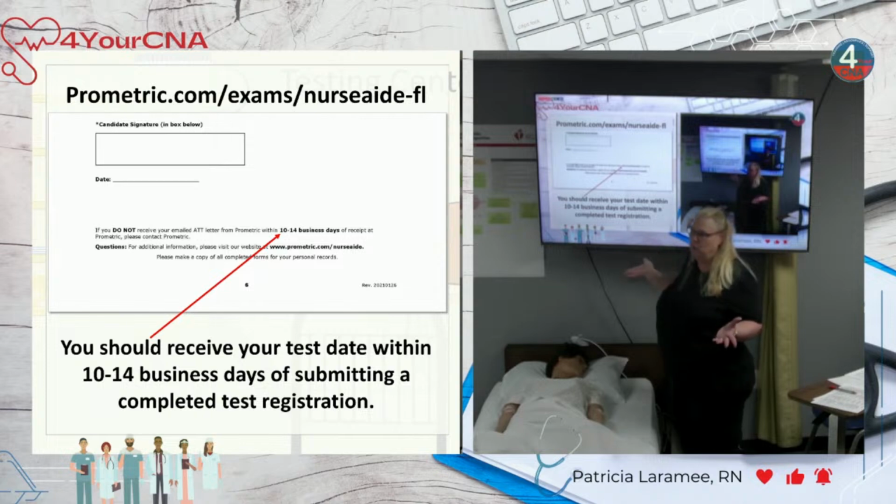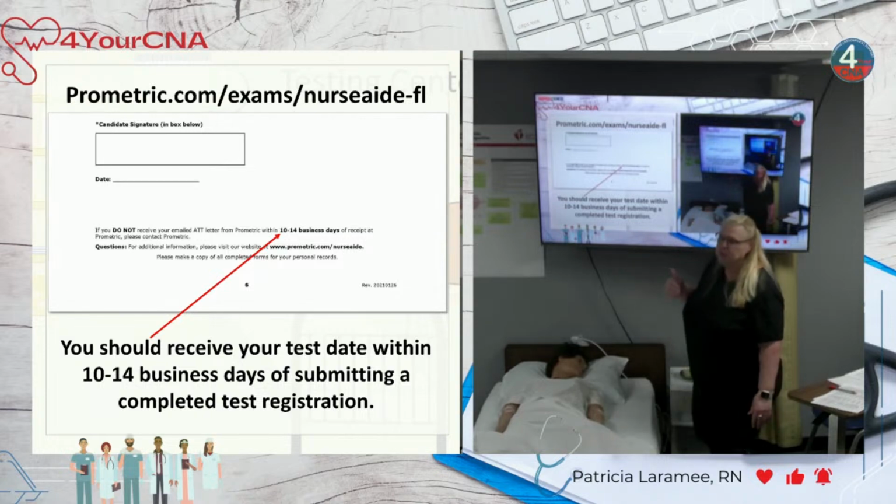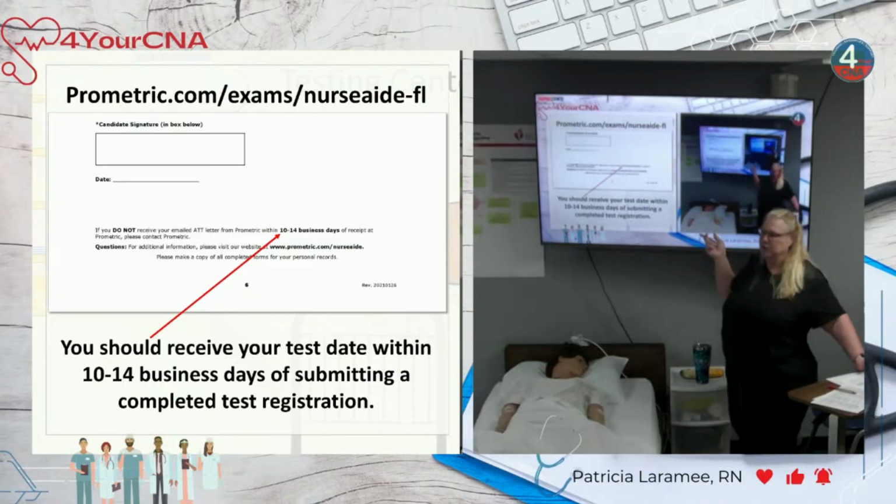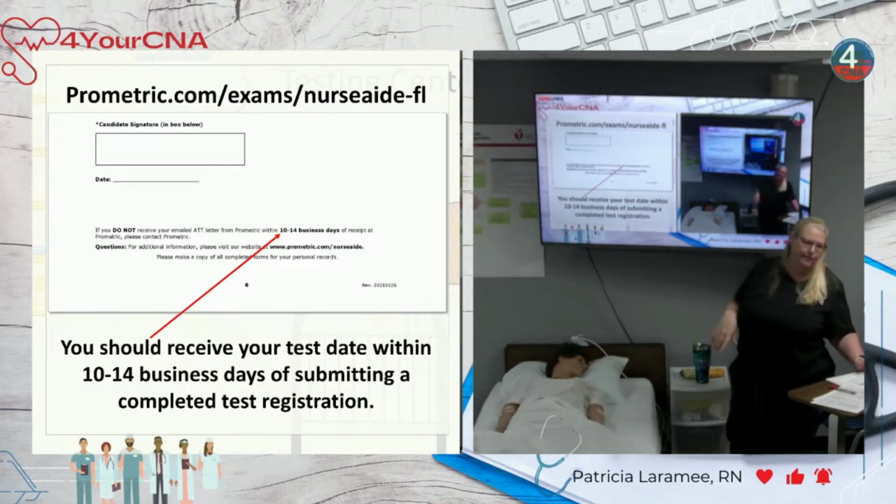Find out why. What's the holdup? But when you call Prometric, the person that answers the phone isn't going to be able to give you that information. They don't know. They're told to get you off the phone. That is their job. When they're hired, they are told, answer the phone, get them to hang up. That's their job. They're not going to be able to help you.